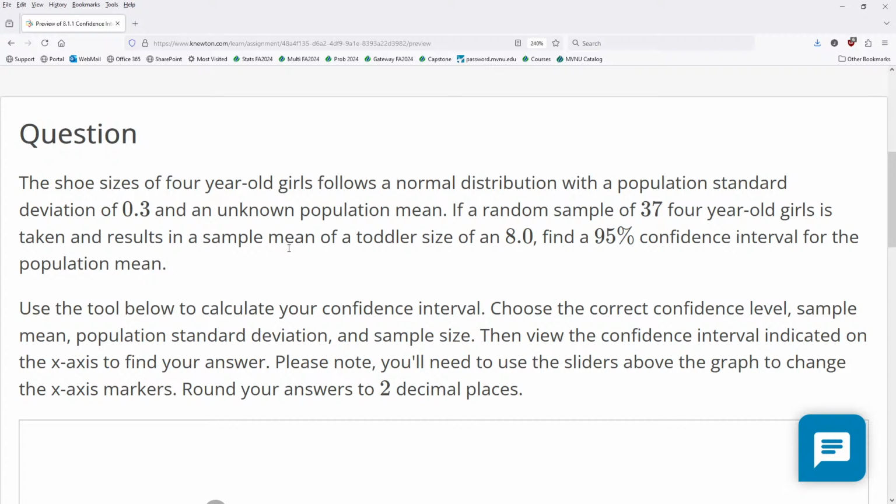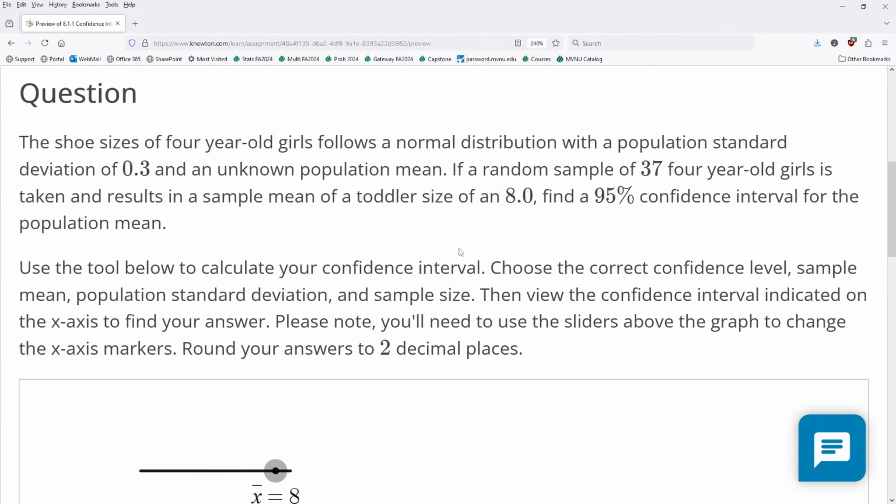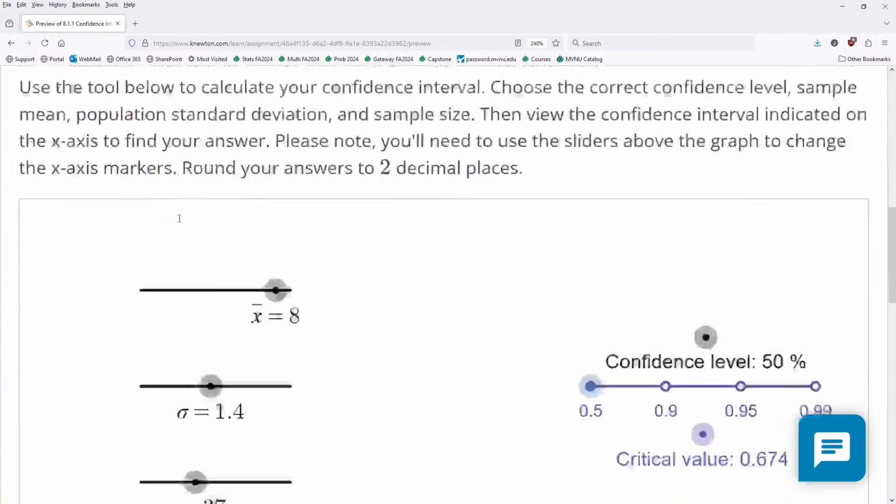It says that the sample mean is 8. So that's X bar. Where is X bar? Right here. Okay, X bar is 8. So move this over to 8. Good enough. Then it says that the standard deviation is 0.3.